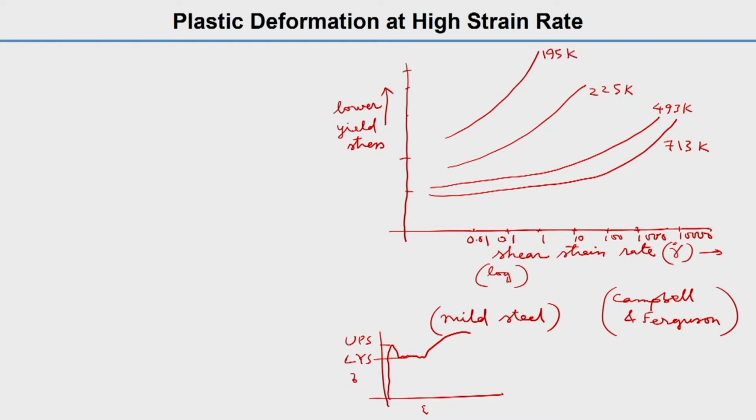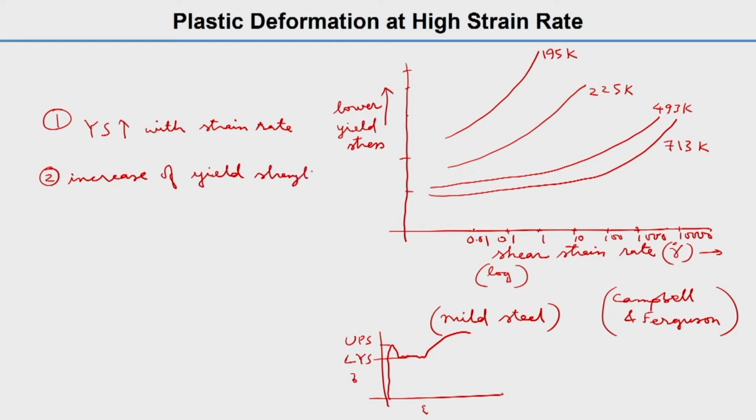Just to show you the variation here, there are two observations they made. Number one, yield strength increases with the strain rate. Number two, the increase of yield strength is very prominent or significant at lower temperatures. Lower means as compared to these 713 or 493 Kelvin; the difference is higher in that lower temperature range. What we will discuss next is the constitutive model.